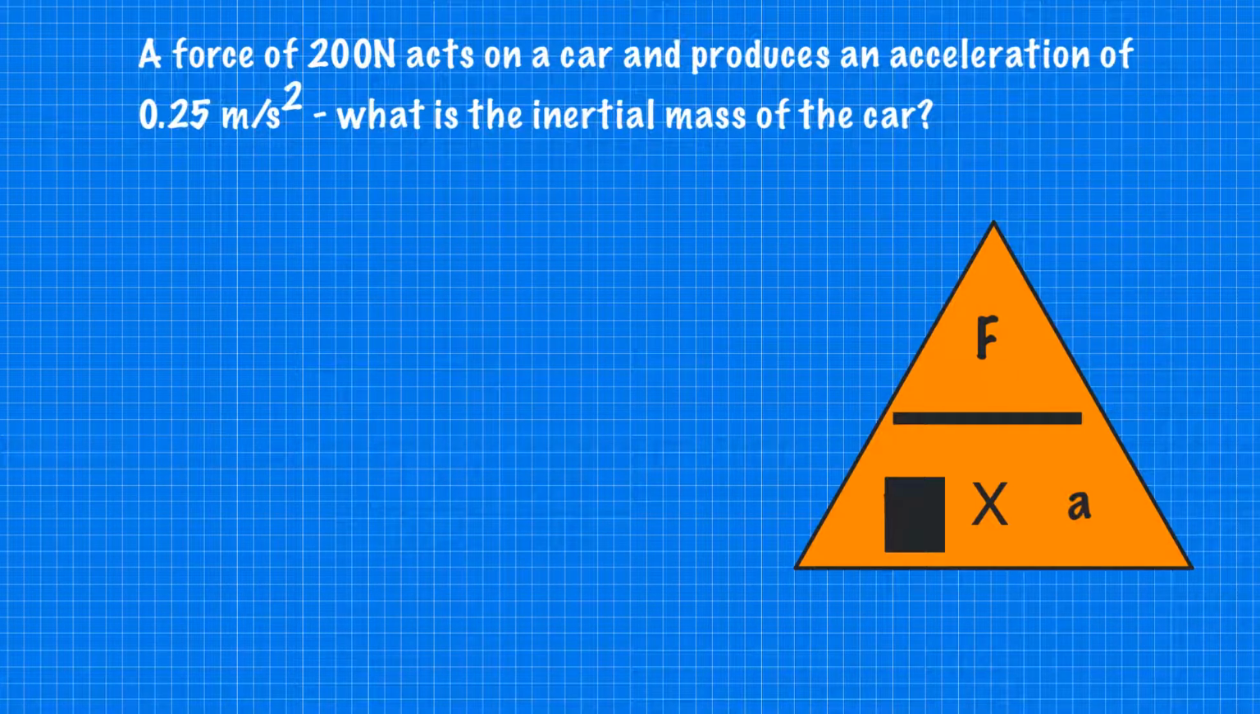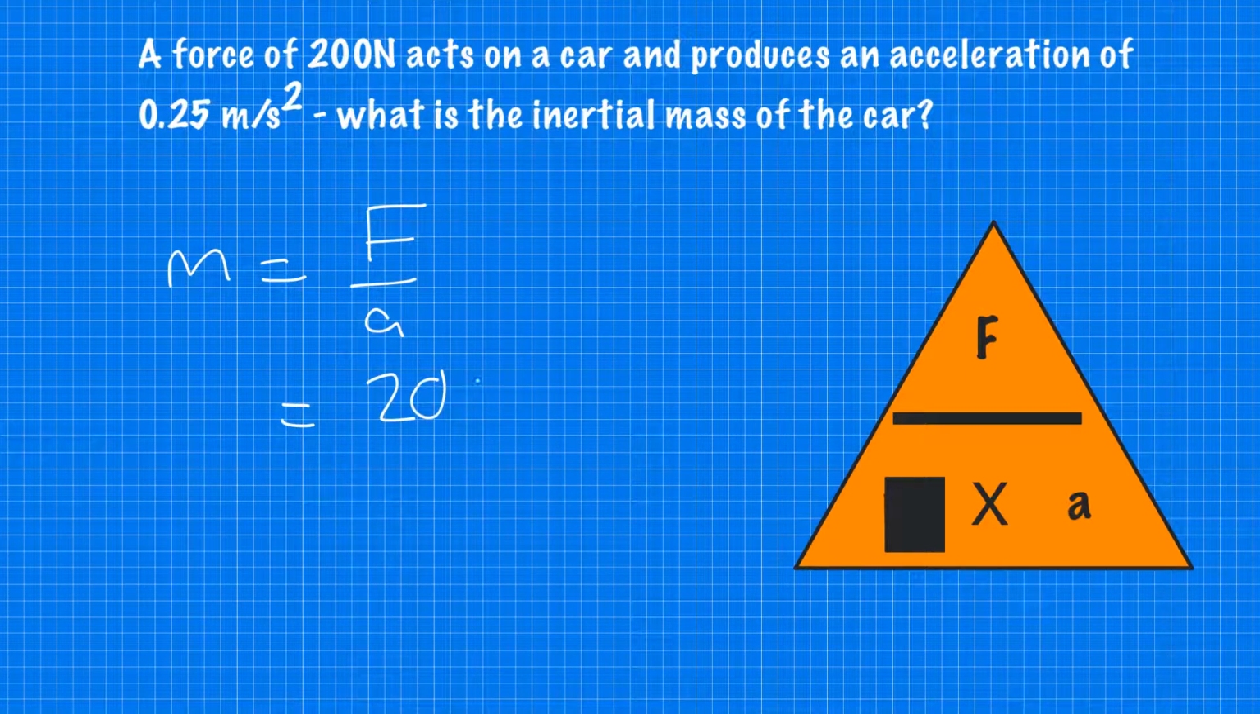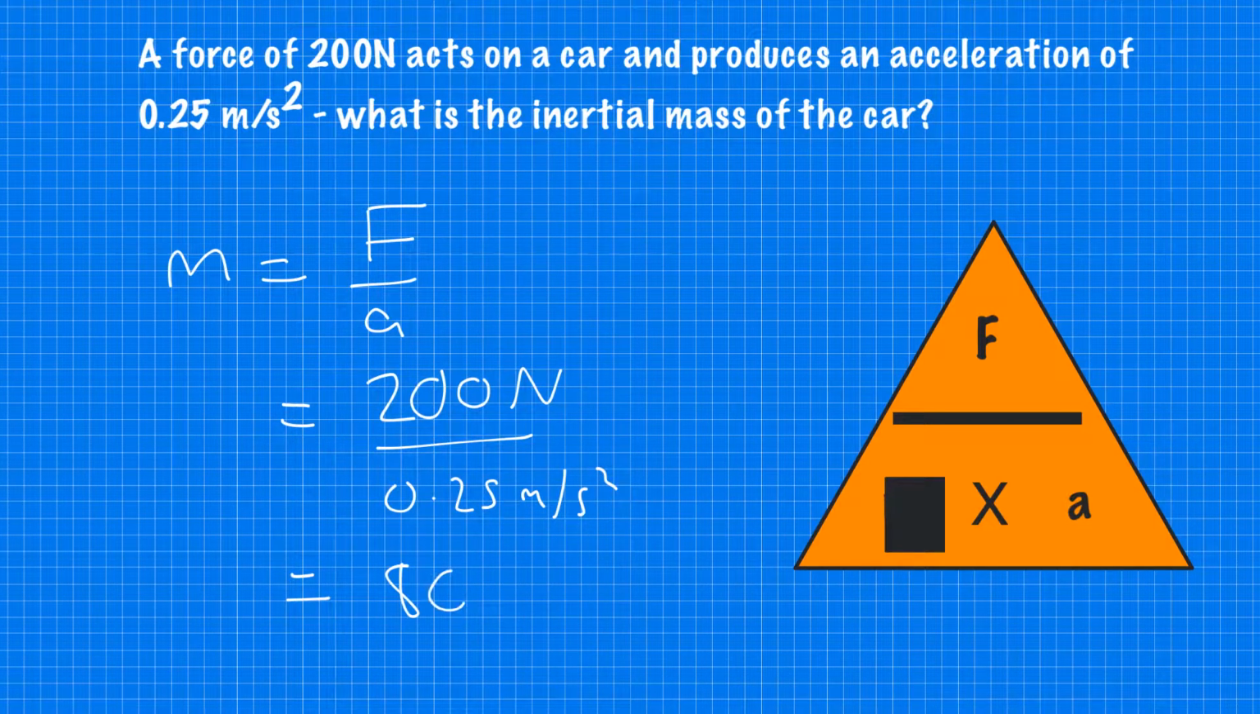So we'll give that a go. So mass equals force divided by acceleration. That means we've got 200 newtons divided by 0.25 meters per second squared, and that gives us a total mass of 800 kilograms if you put that into your calculator. So the inertial mass of that car is 800 kilograms.